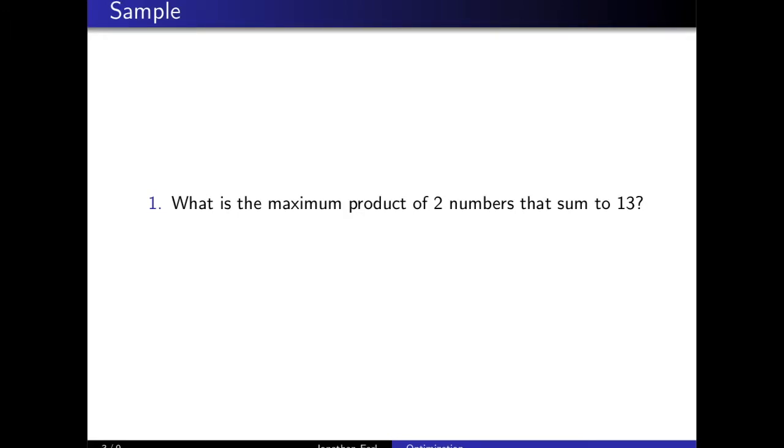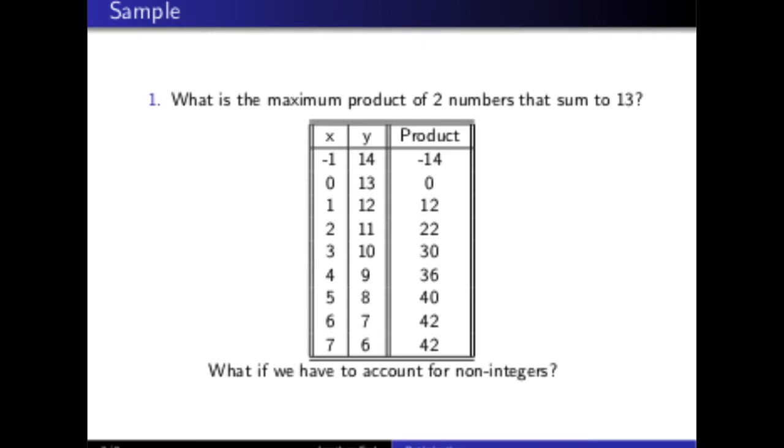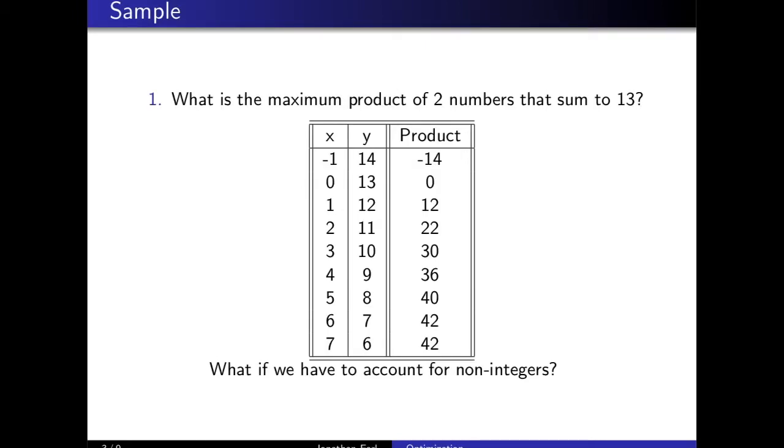So an illustration. What is the maximum product that you could come up with for two numbers that sum up to 13? Well, the first way that we might approach this is to make a table of values and see what happens. For example, we could start with minus 1 and 14. They sum up to 13, and we get a product of minus 14. If we take 0 and 13, we get a product of 0. We keep going until we get up to 6 and 7, and we see that we get a product of 42. And that works great so long as we're working with integers.